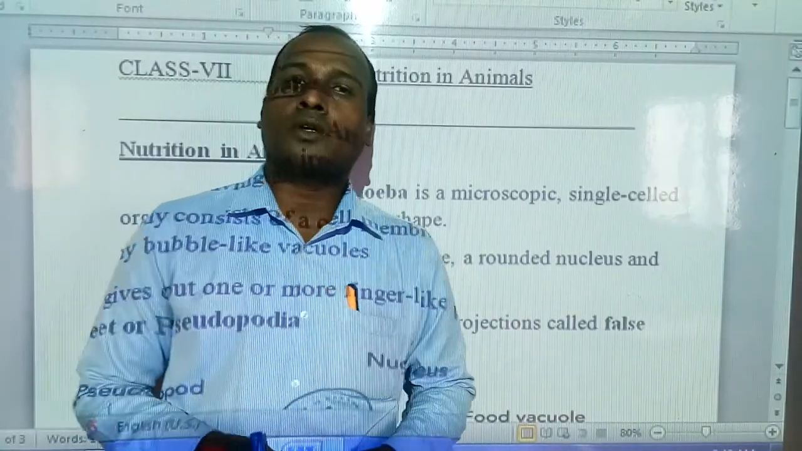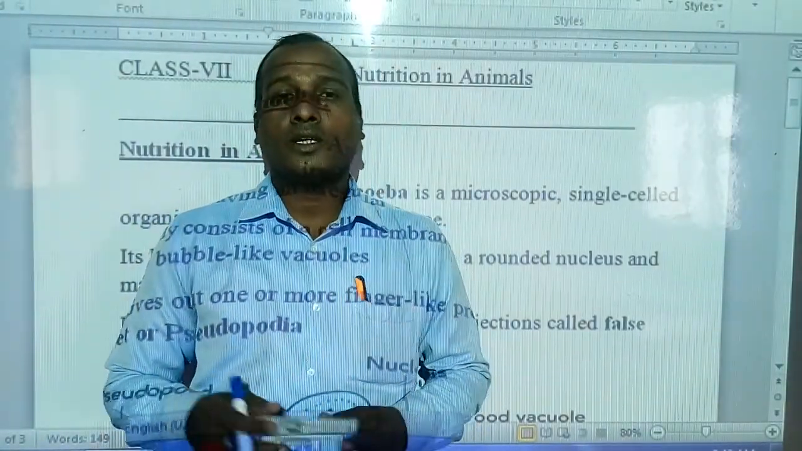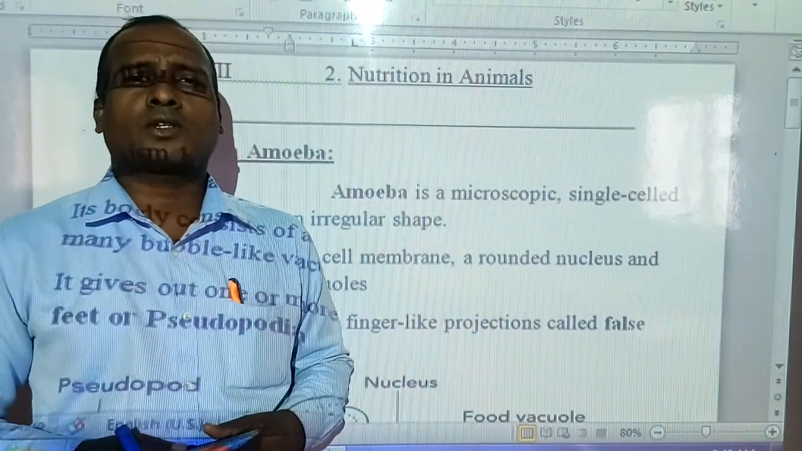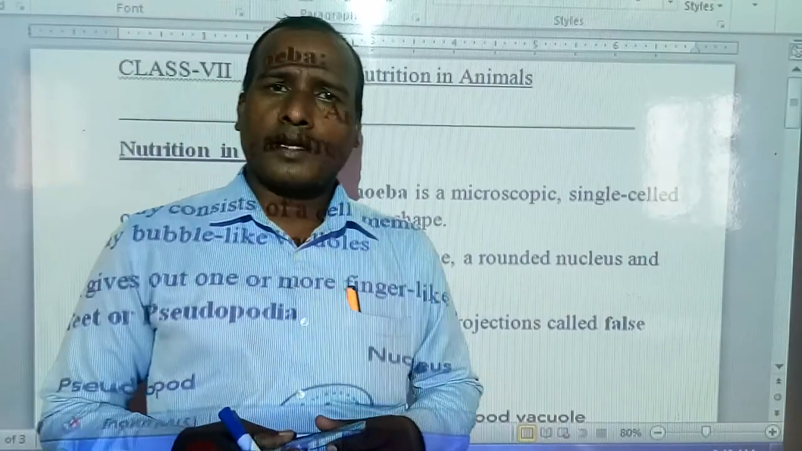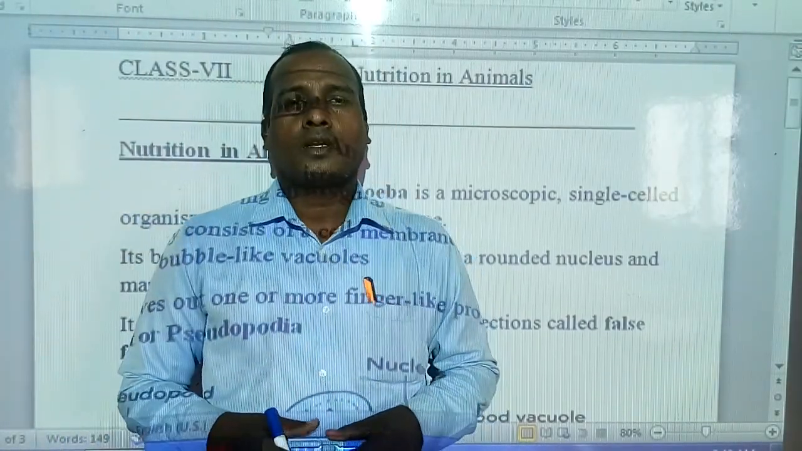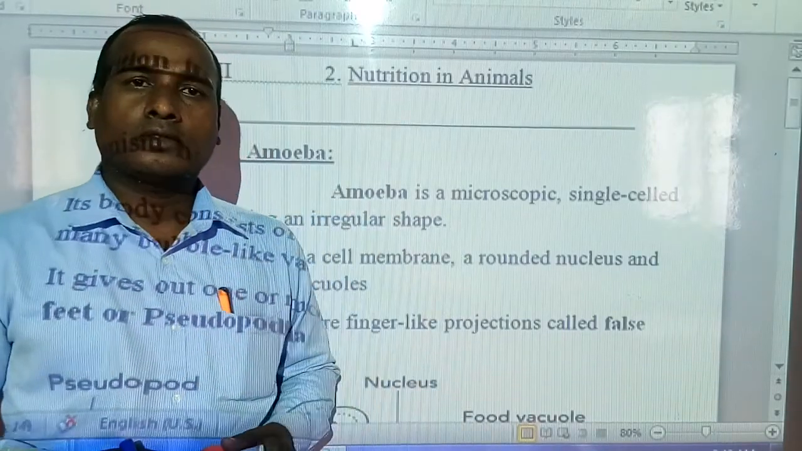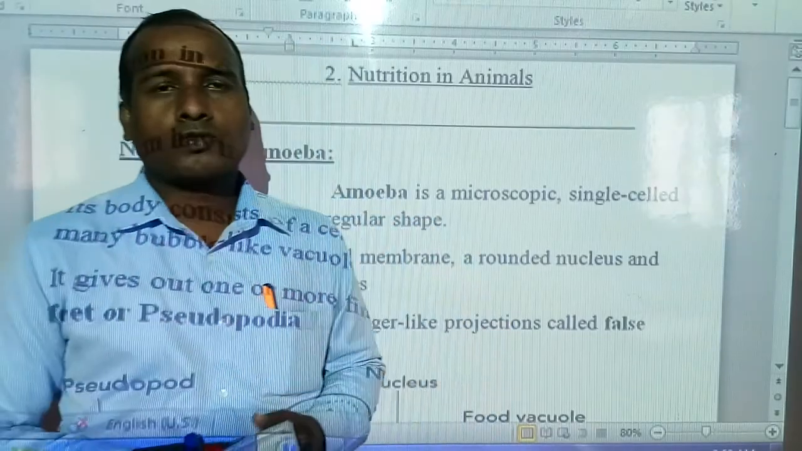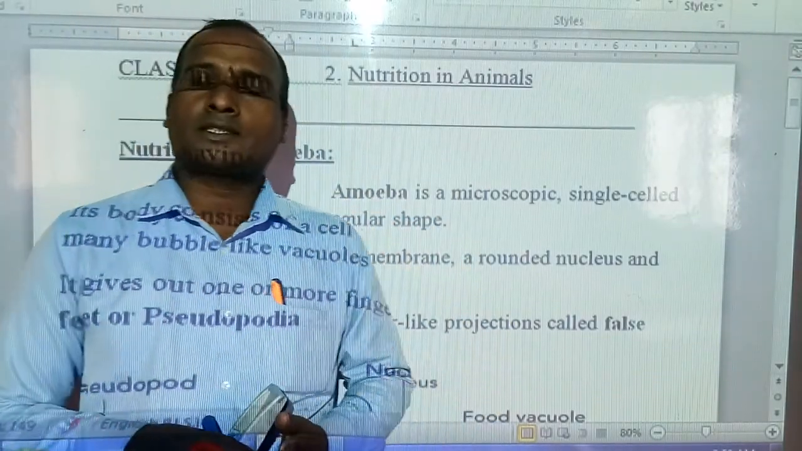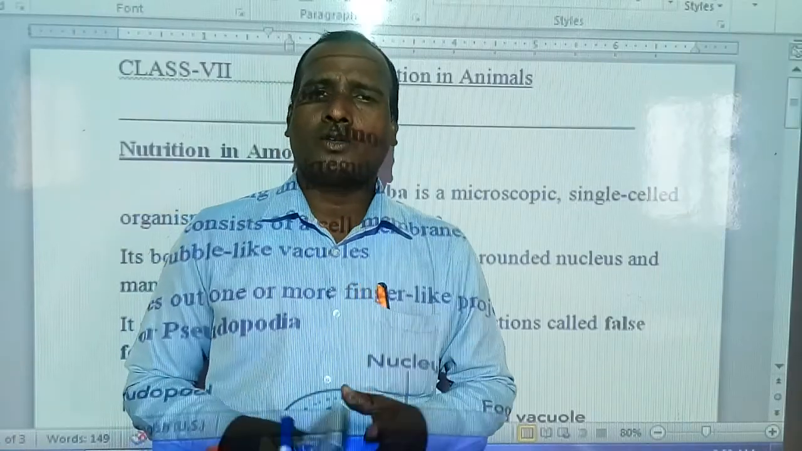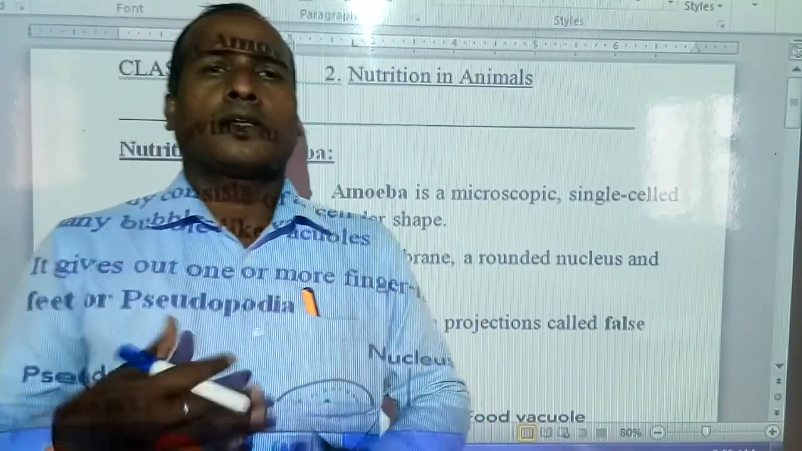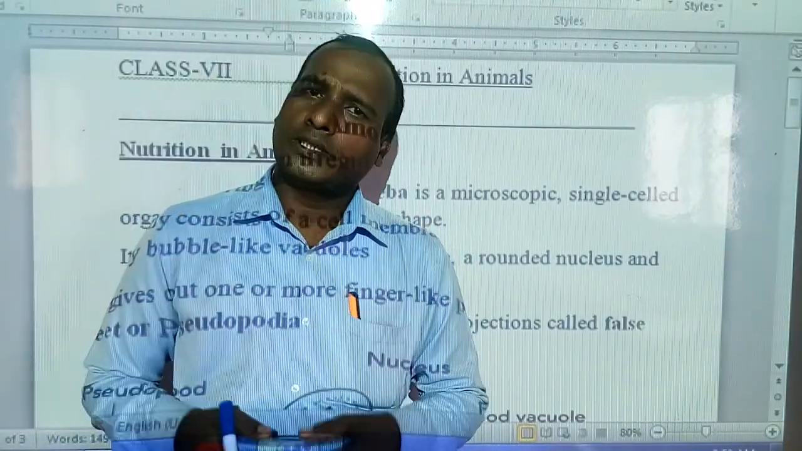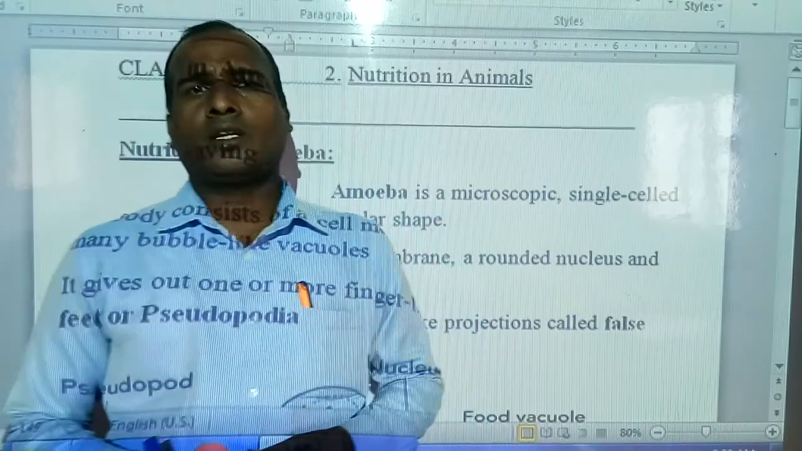Students, today we are going to continue the second chapter, nutrition in animals. In the last classes we already discussed that food is taken by animals in five steps. First is ingestion, second is digestion, third is absorption, fourth is assimilation, and fifth is egestion. So how does nutrition take place in amoeba? Today we are going to discuss. Students, do you have an idea what an amoeba is?